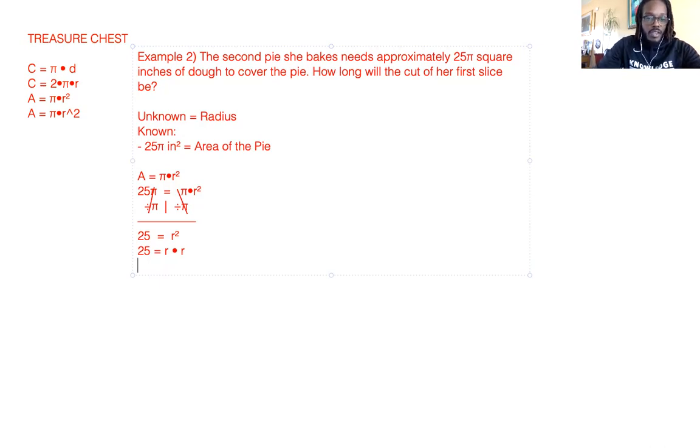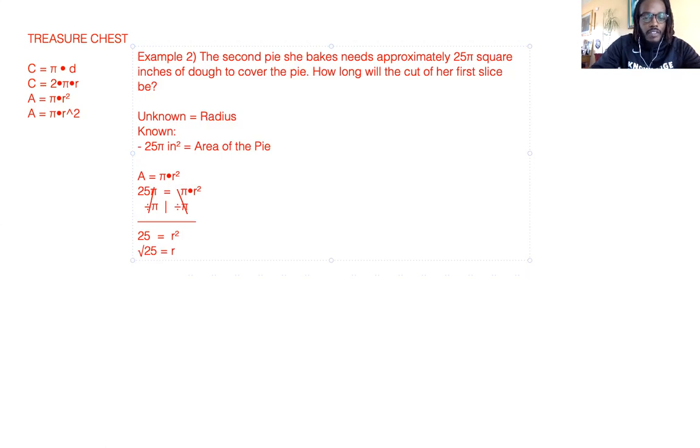If I knew that r squared equals 25, we want to find the square root of 25. So to do that, we just use the symbol for square root, which looks like that. The square root of 25 is equal to r times r, or r to the second power. But actually, let me take a step back.